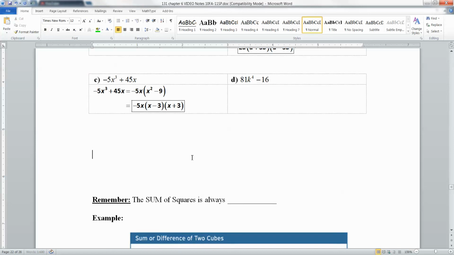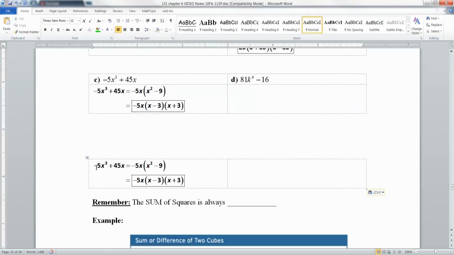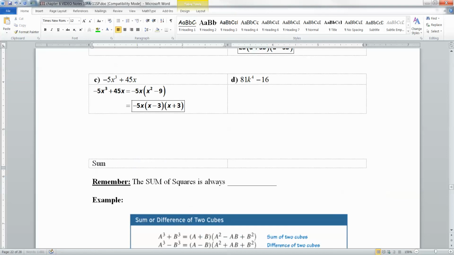All right, now before I tackle D, I actually need to kind of make a little note. So let me give you some examples right here. So let's talk about the sum of squares. Sum of squares note.